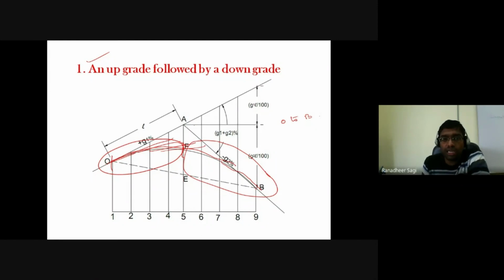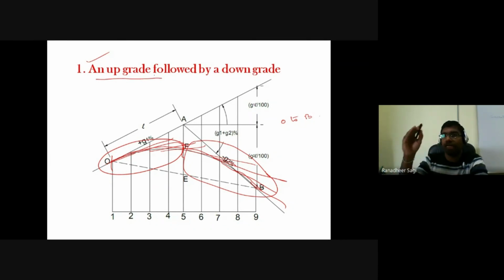Downgrade means the tangent you draw at any point on this region of the curve is going to have a negative slope. Such an alignment is called a downgrade, where the slope is negative. So that is what we call a vertical curve with an upgrade followed by a downgrade: increase in slope and decrease in slope.